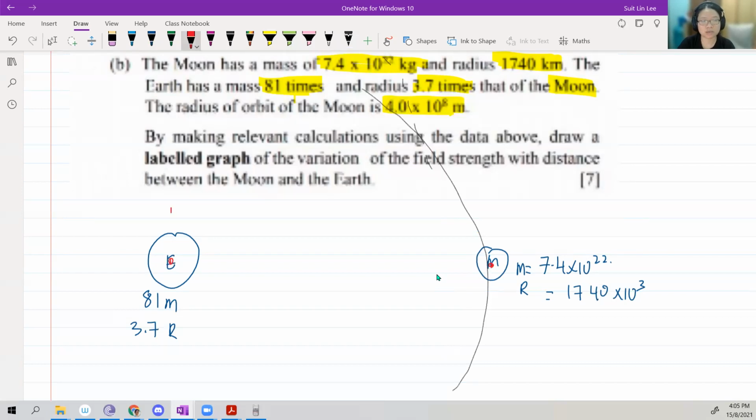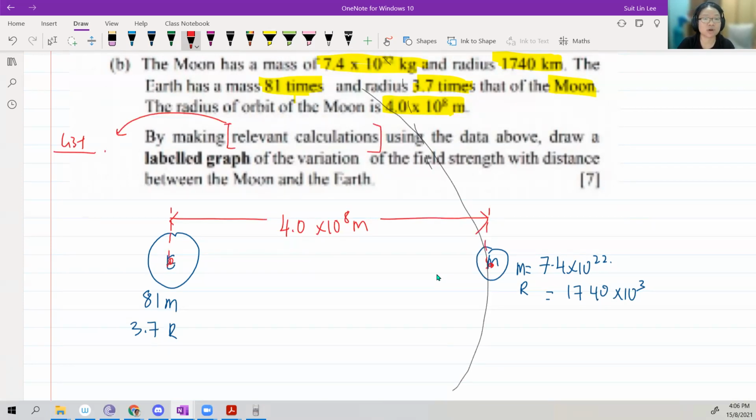So drawing diagrams will probably help you, unless you are the rare genius, brain the question or see it in context first. The distance. Okay, sure. By making relevant calculations, so for me, when I see this, I'm going to make a list already. What are the relevant calculations? Using the data, okay, sure.